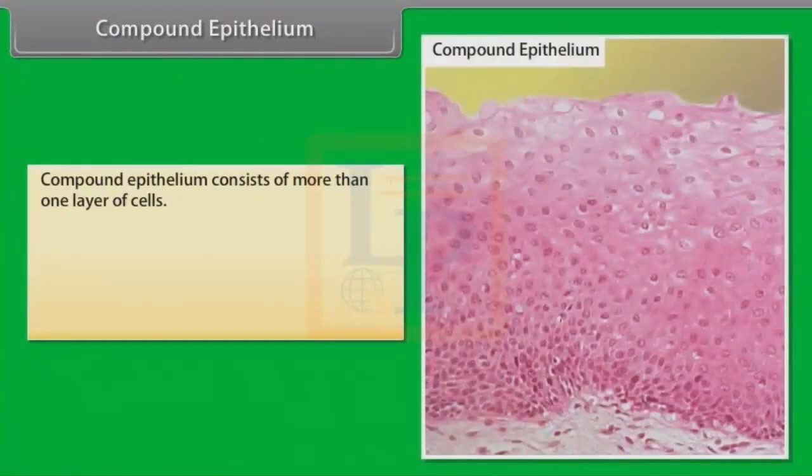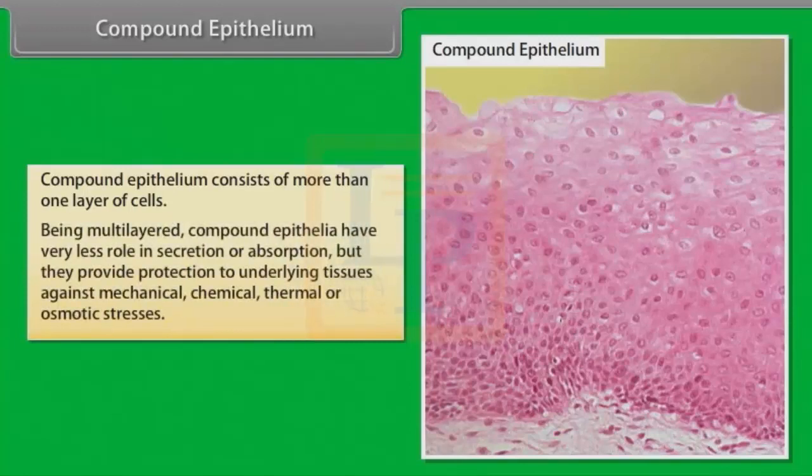Compound epithelium. Compound epithelium consists of more than one layer of cells. Being multi-layered, compound epithelia have very less role in secretion or absorption, but they provide protection to underlying tissues against mechanical, chemical, thermal or osmotic stresses.